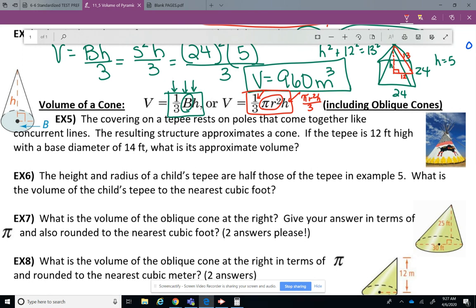All right, the covering on a TP rests on poles that come together like concurrent lines. Remember, lines that all meet at a point are called being concurrent. The point of concurrency is where they meet. That's the vertex of the cone. The resulting structure approximates a cone. If the TP is 12 feet high with a base diameter of 14, what is its approximate volume?